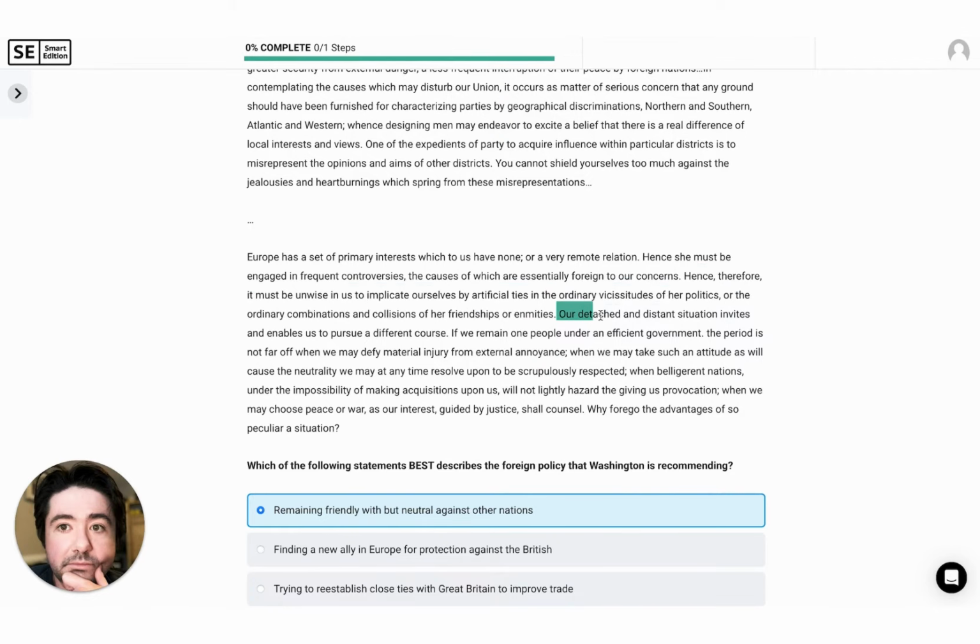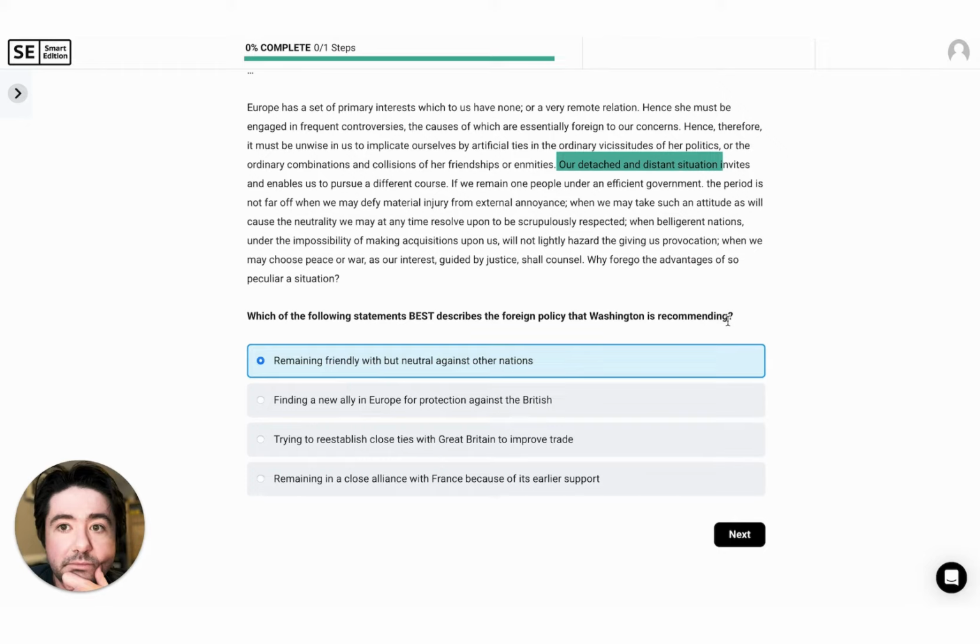Look, our detached and distant situation invites us to a different course. We're on the other side of the Atlantic Ocean. We do not have to get caught up in their drama in Europe. So he's telling his fellow Americans, look, be friendly with European countries, but don't get alliances with them. It's just going to drag you into warfare. So being neutral is the best way forward, and that's what Washington believed until the day he died.